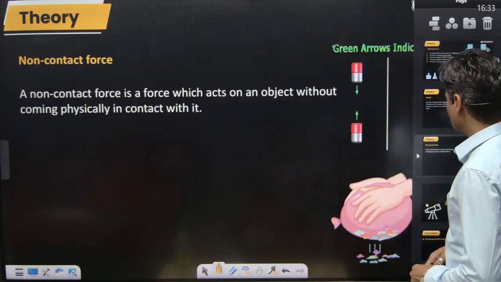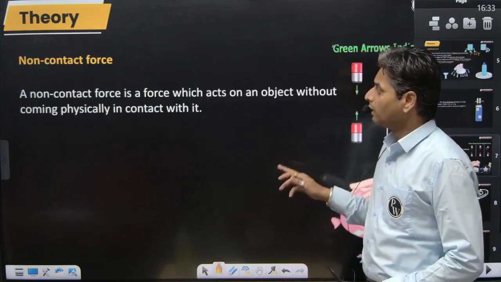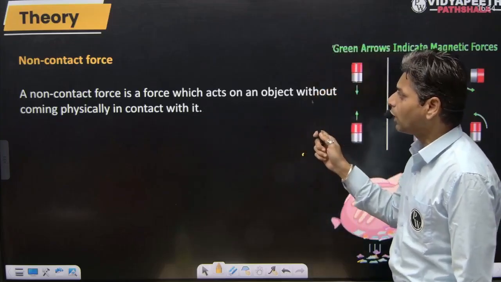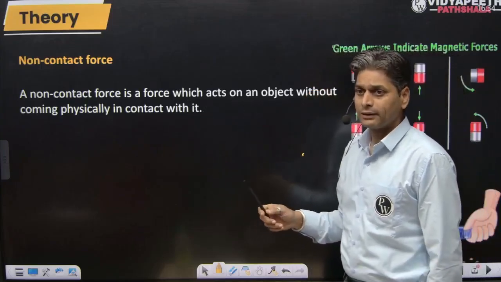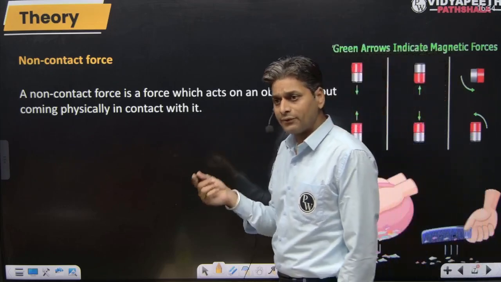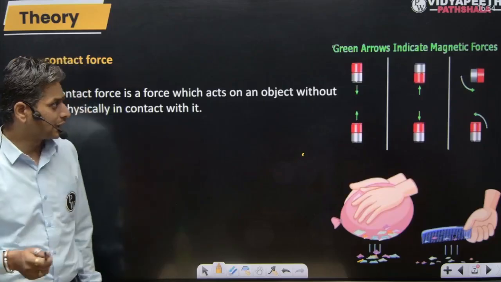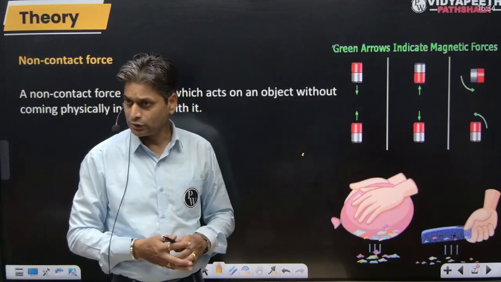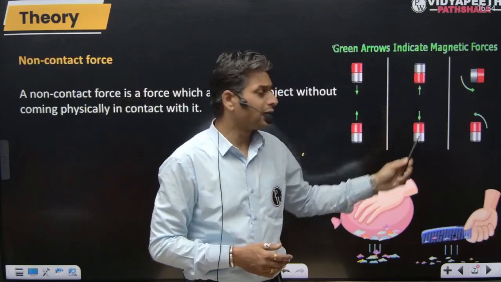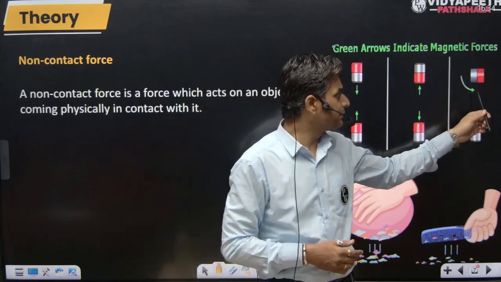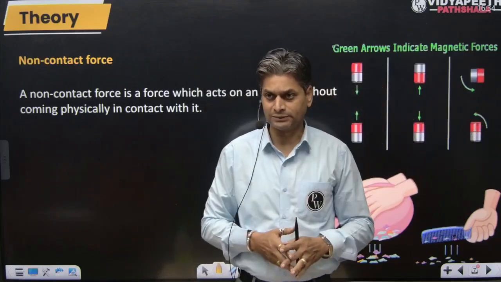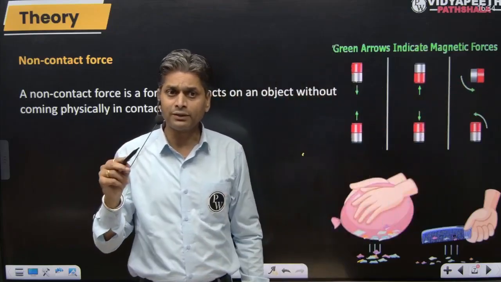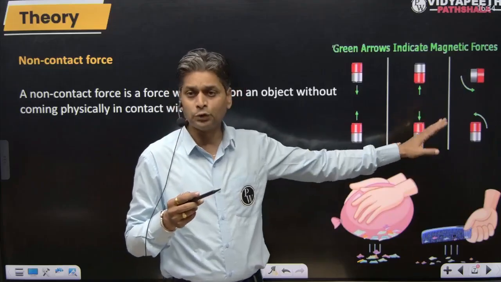And after that, the non-contact forces. Non-contact forces are forces that act on objects without coming physically in contact. That is the magnetic force, the gravitational force, as well as the electrostatic force. Here the magnets of different poles are going to attract each other. Same poles repel, and if they find same poles, they change the position. Without any contact, they automatically change their positions.